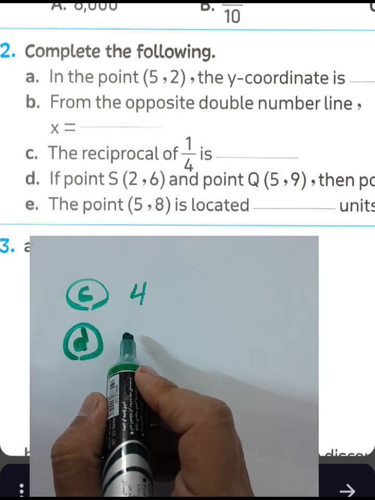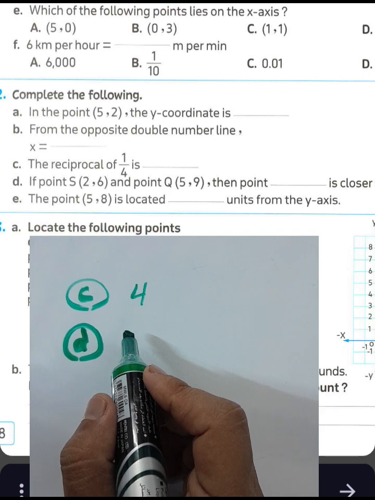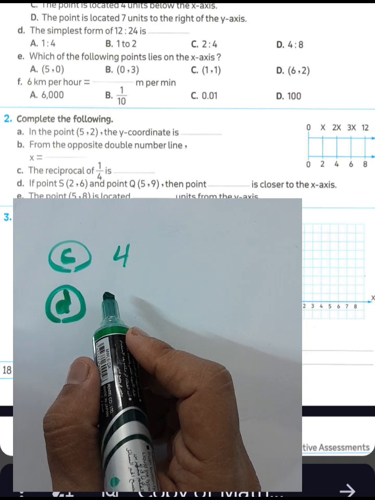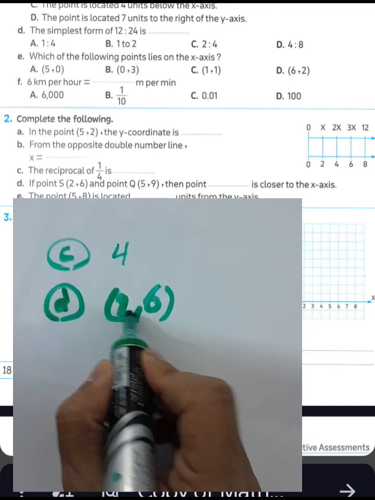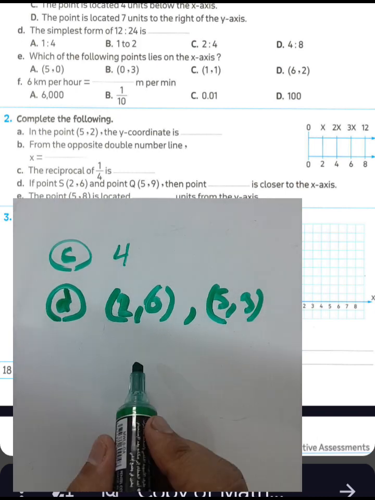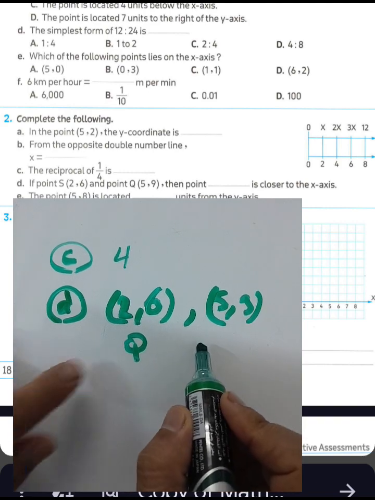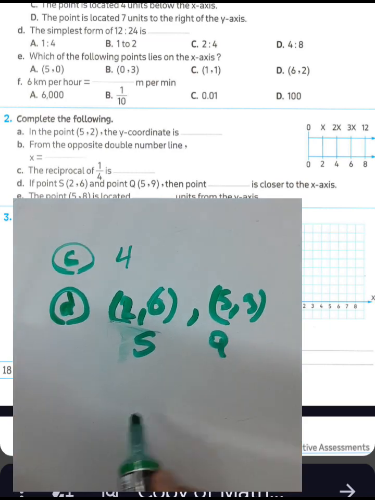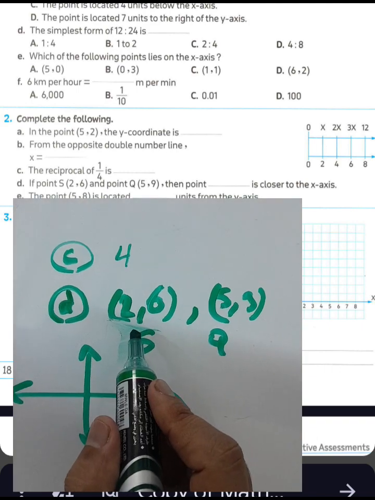Question letter D. If point S is (2, 6) and point Q is (5, 9), which of the points S or Q is closer to the x-axis? We have first point (2, 6), and second point (5, 9). He wants to find which of them is the nearest to the x-axis. This point was Q, and this point was S. Okay, in the coordinate plane, he wants to find which of the points is nearest to what? X-axis.